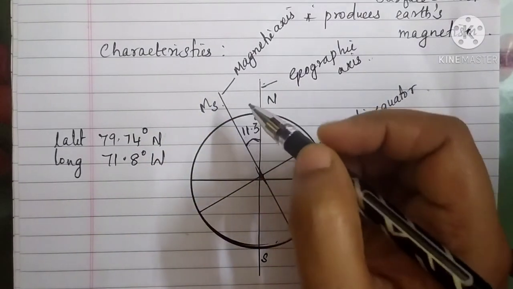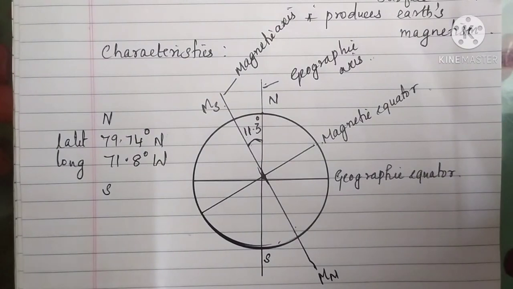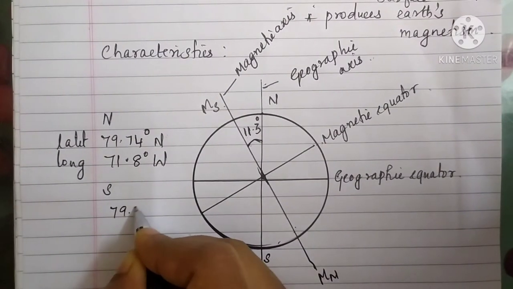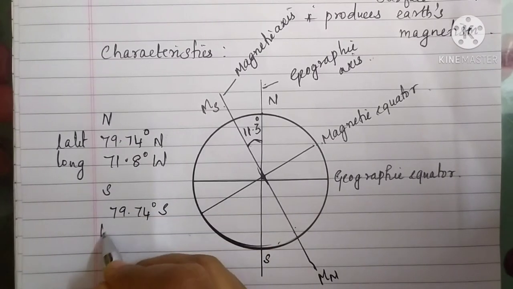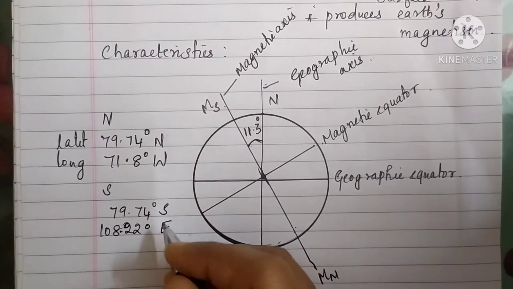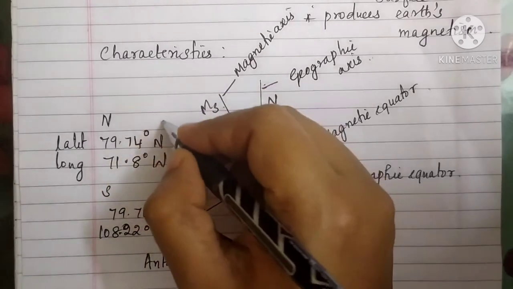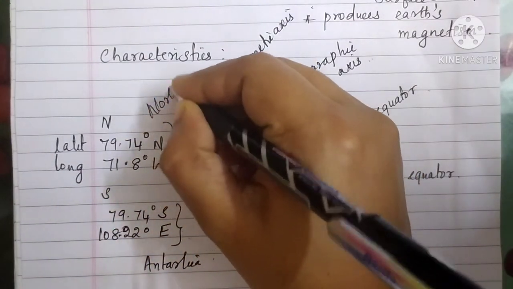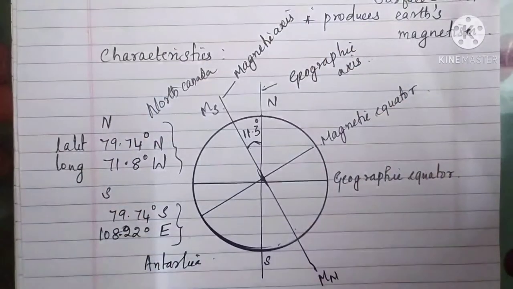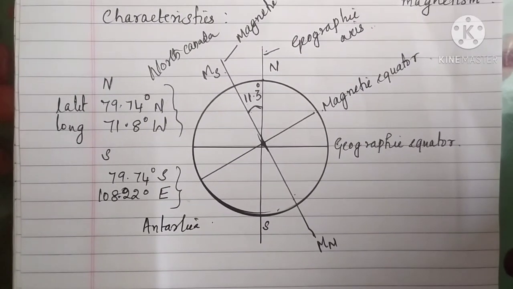Okay. And the south magnetic pole, this is for the north magnetic pole, and the south magnetic pole is at 79.74 degree south and 108.22 degree east in Antarctica. Okay, just for your information, this is around North Canada. Clear? Location of this magnetic south and magnetic north. This much clear for you? Okay. Now we will move to the next part.